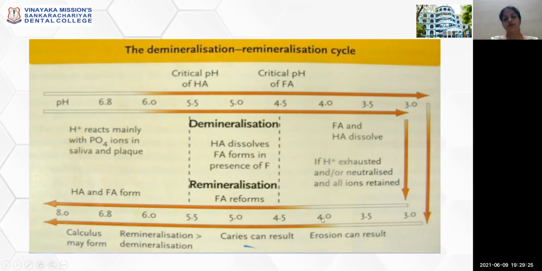Between 3 and 4.5, erosion happens. Between 5.5 and 4.5, caries results. At pH above 5.5, remineralization happens. And if it is still alkaline, with pH still increasing, there are chances of calculus formation.